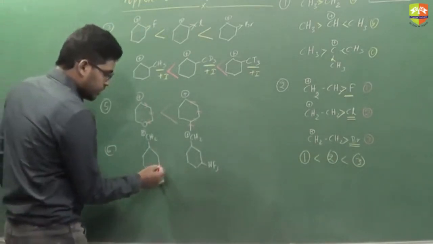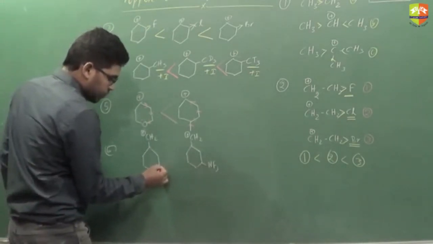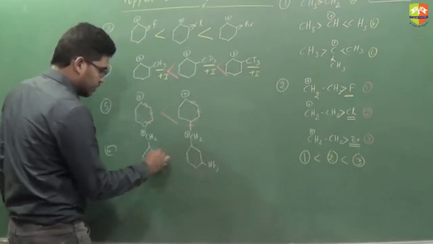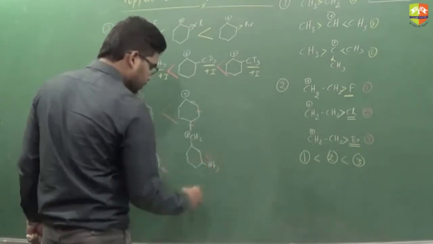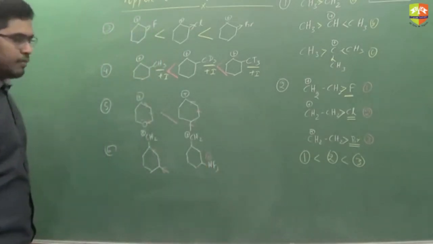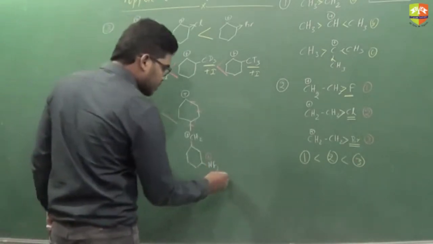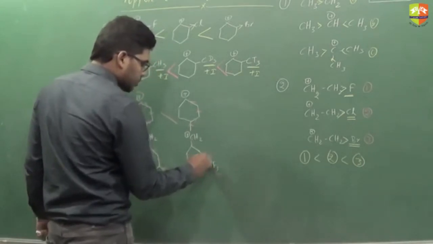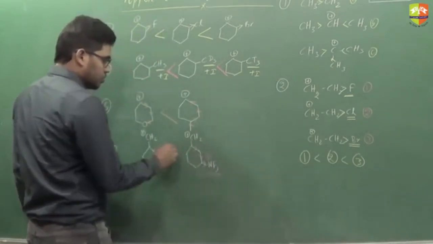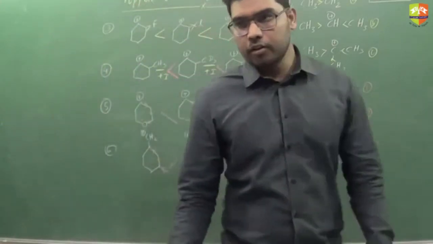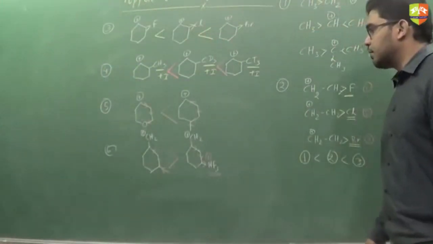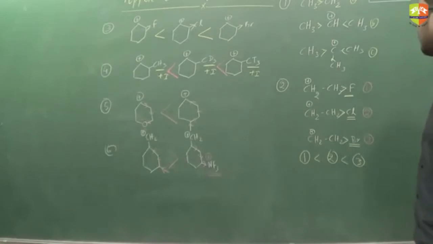Here we have CF3, and CF3 has electron withdrawing tendency, minus I. CF3, we know, positive charge we should have here, right? CF3, we know, has the strongest minus I effect. This will withdraw electron, so the stability of this molecule is least. So like this we compare the stability of molecules based on I effect.